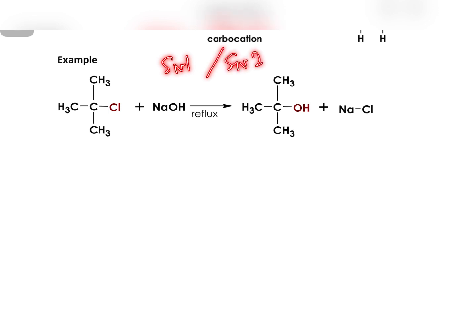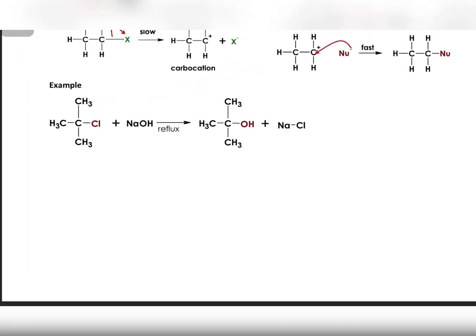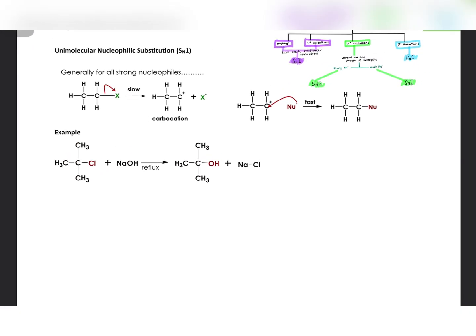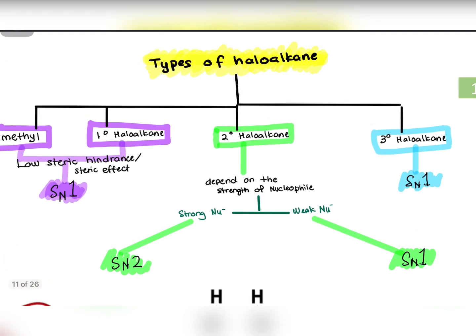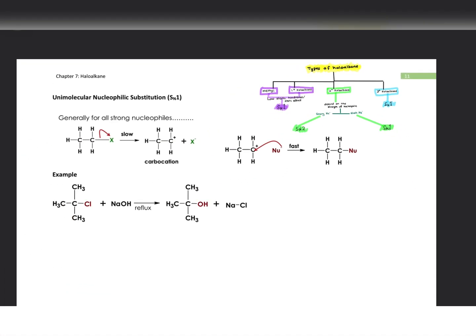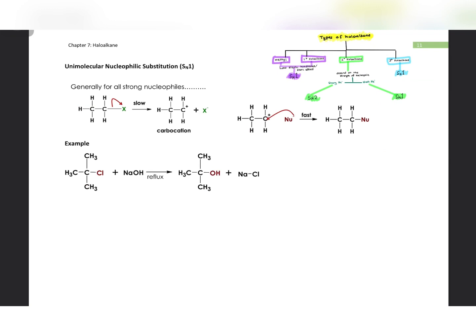So macam mana kita nak tahu Sn1 atau Sn2? Kita tengok haloalkane tersebut. So this is haloalkane, tertiary haloalkane, and dia akan react dengan strong nucleophile. So kalau tertiary haloalkane, terus straight away kita pilih dia sebagai Sn1 mechanism. Halogen akan diganti dengan OH. So kamu akan form side product NaCl, and main product kamu adalah alcohol. Okay, so as I mentioned just now, tertiary haloalkane kita akan favor Sn1 mechanism.